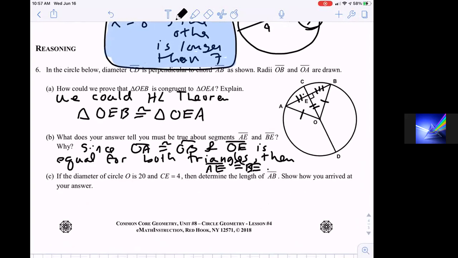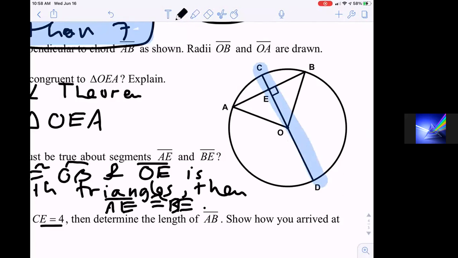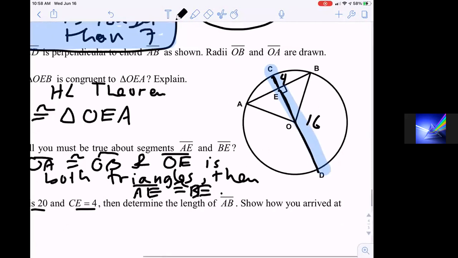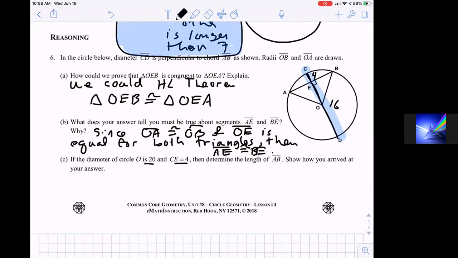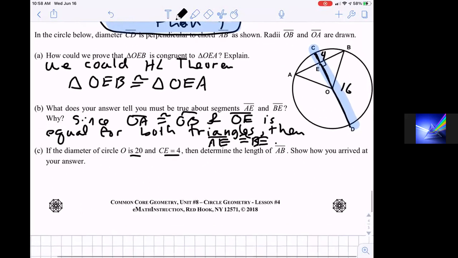And lastly, if the diameter is 20 and CE is 4, what is the length of AB? So the diameter is 20 all the way across, but CE specifically is 4. That means this remaining segment, of course, has to be 16. It says determine the length of AB all the way across. Well, the way we'll do this is CE times DE equals AE times BE. We're going to look for AE and BE. Now, AE and BE are the same, so that's AE squared.